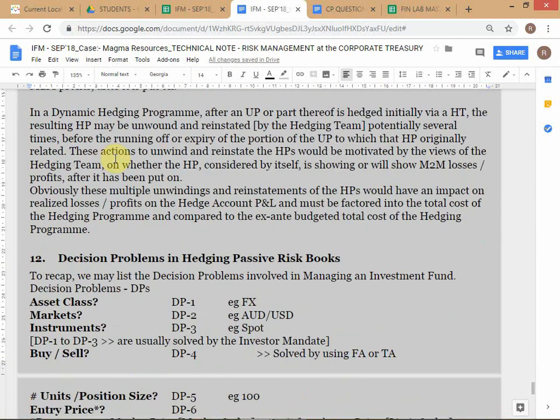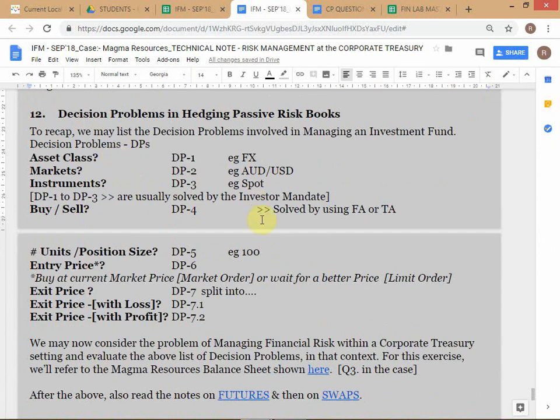Types of hedging programs. Decision problems and hedging passive risk books. This is one of your questions in the case. So we have all the decision problems here. Let's start with the decision problems. In the case of passive risk books, do they belong to hedgers or speculators? Hedgers. So Magma Resources is a hedger. Do they need to decide about the asset class? It is already mentioned, which means it follows from the underlying position. You don't have to decide which asset class you should operate in, because your hedging activity is determined by your underlying position. So the asset class is decided.